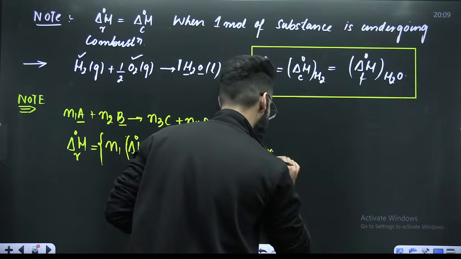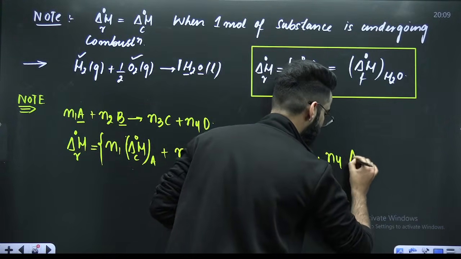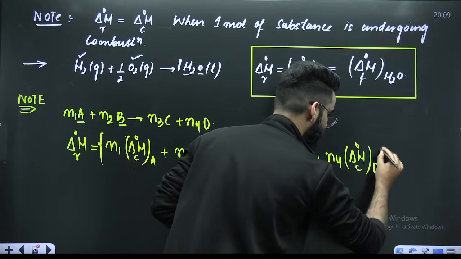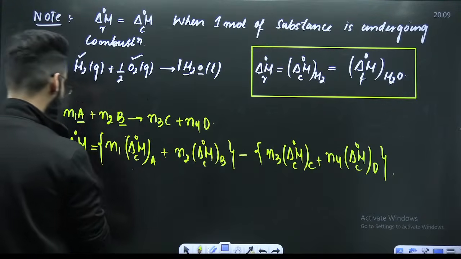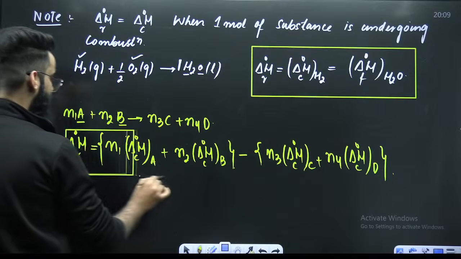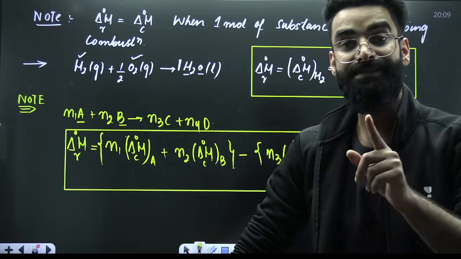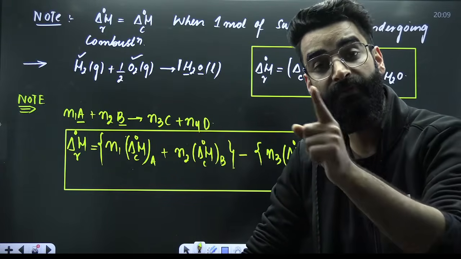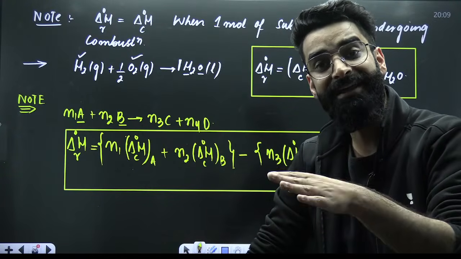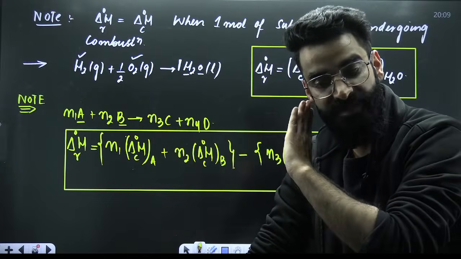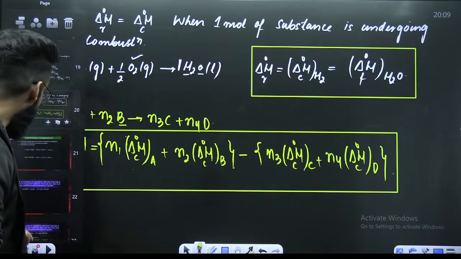Stoichiometric coefficient is N3. So N3 multiplied by standard enthalpy of combustion of C plus N4 multiplied by standard enthalpy of combustion of D. This is one more way of calculating the standard enthalpy of reaction. First one, standard enthalpy of reaction is equal to standard enthalpy of formation of products minus reactants. Also, it can be calculated as standard enthalpy of combustion of reactants minus products. Remember it directly. And if you could remember it directly, it is time to solve one question.